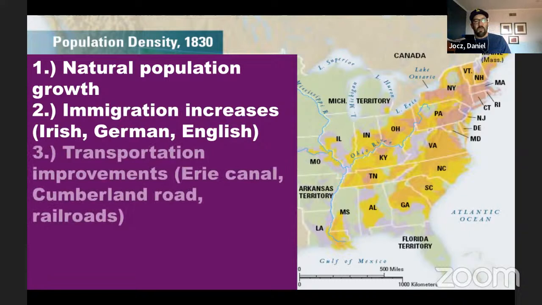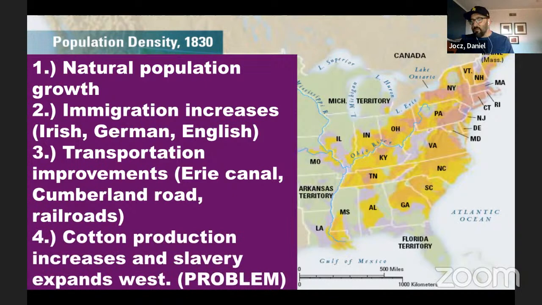Remember, another reason for this shifting, growing population is the transportation improvements. We get things like the Erie Canal, the Cumberland Road, eventually the railroads, choo-choo. Those transportation improvements are allowing the nation to grow further distances. Markets are getting connected, but it's also creating debates in the country. So transportation improvements will be significant in this story. And then you have the economy changing.